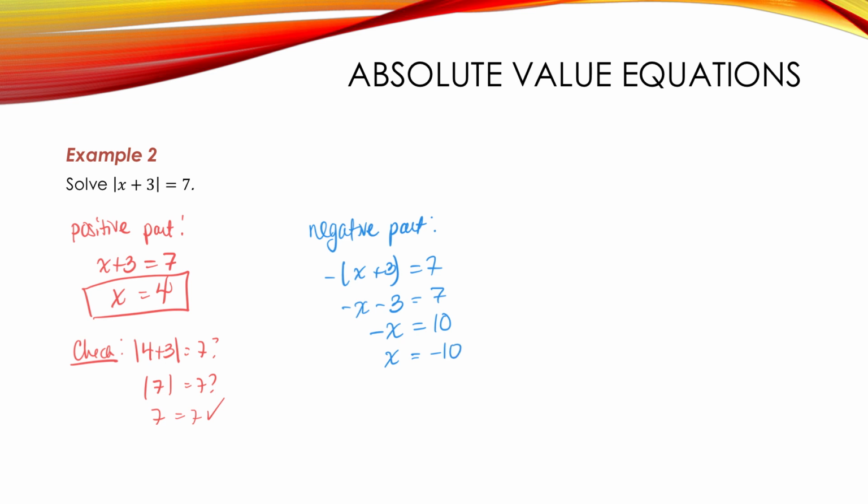Well, this is where things can get really interesting because maybe it will work, maybe it won't. Well, let's check and see. Is the absolute value of negative 10 plus 3 equal to 7? Well, that's the absolute value of negative 7. Does it equal 7? It sure does. So we have two solutions to this one as well. Hopefully when you tried it on your own, you got the same answers.